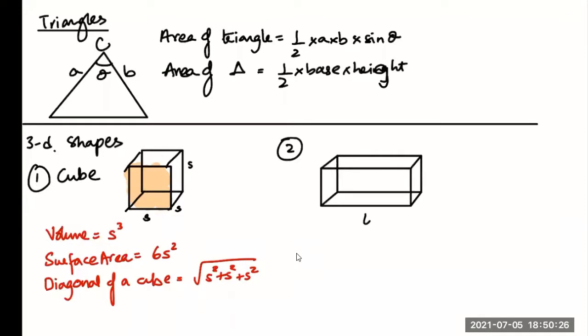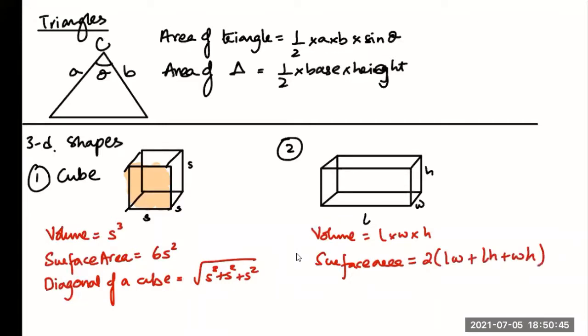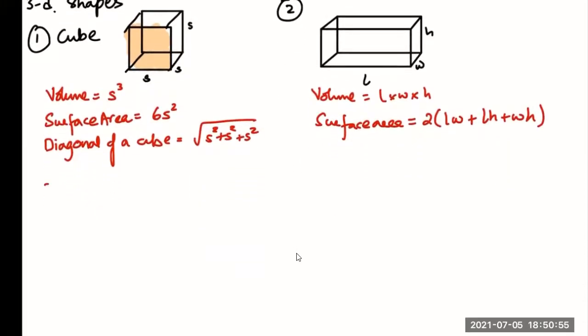Okay. A cuboid has length, width and height. So the volume is LWH. Surface area is two times LW, LH, and WH. It's basically the sum of all faces. Okay, and this is what I call a closed cuboid, not an open cuboid, but a closed one.